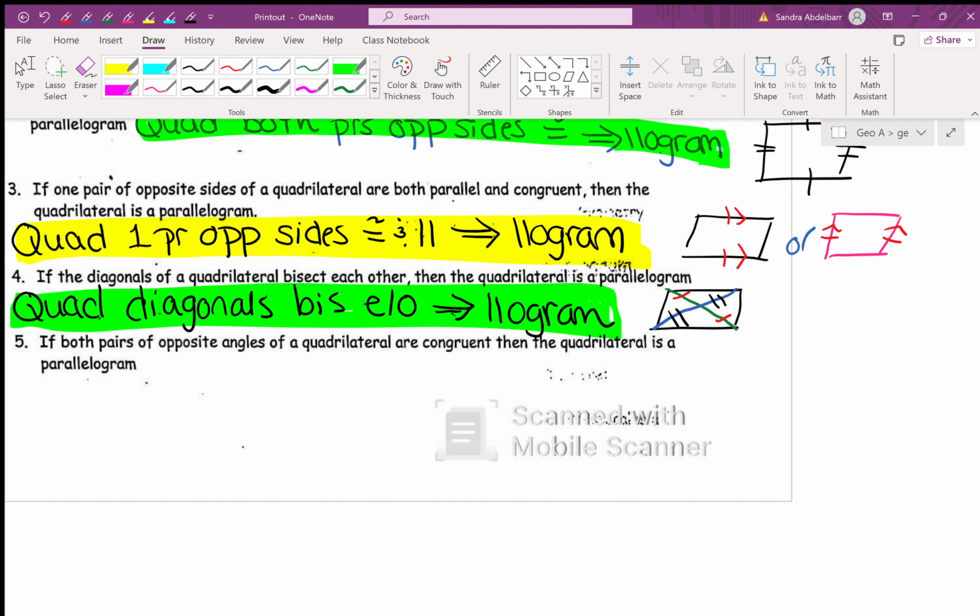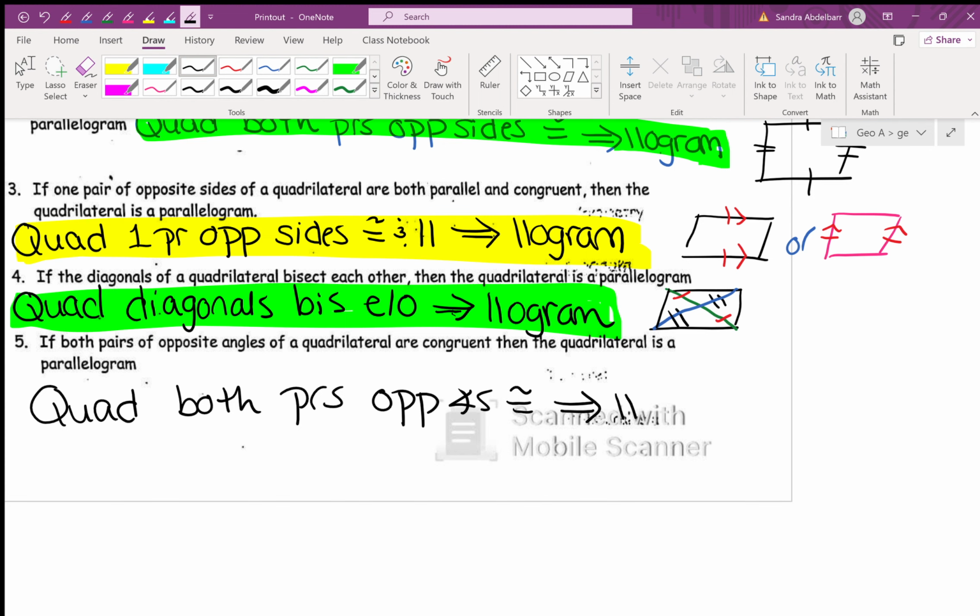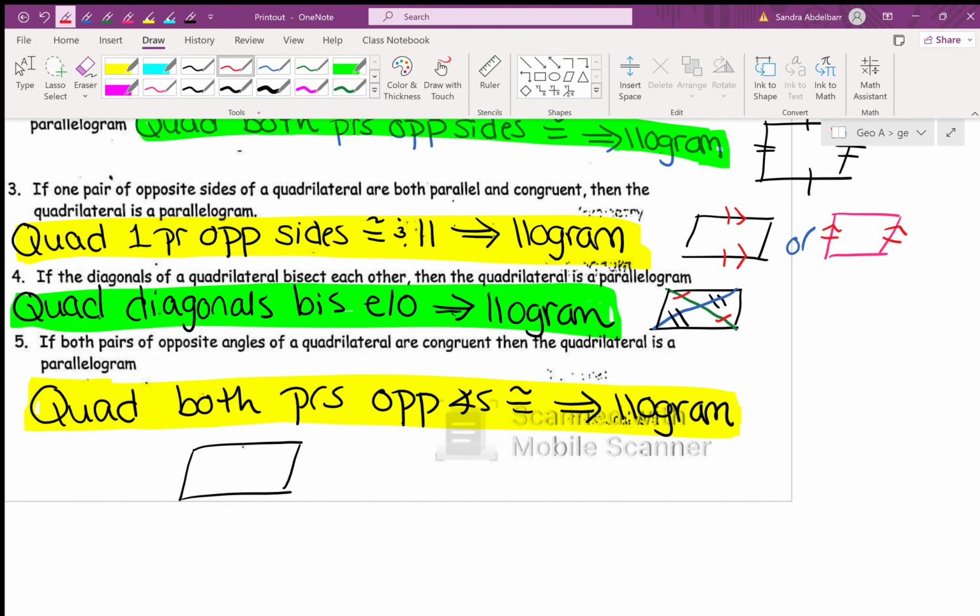And the last one. If both pairs of opposite angles of a quadrilateral are congruent, then the quadrilateral is a parallelogram. Shortcut. Quad. Both pairs opposite angles congruent yields parallelogram. So what does that mean? That means we have to show both pairs of opposite angles to be congruent. Then we can say it's a parallelogram. So those are the 5 ways of proving a parallelogram.